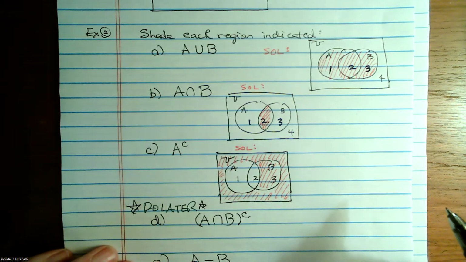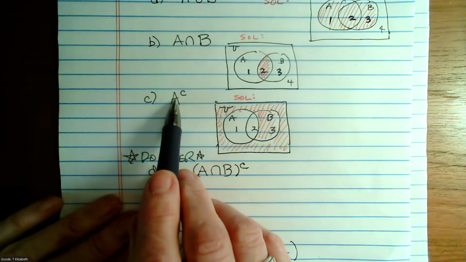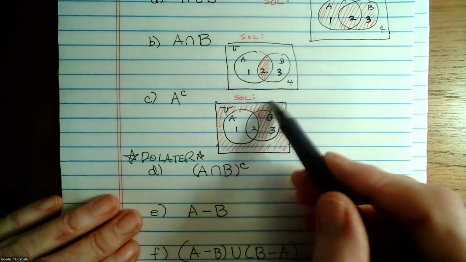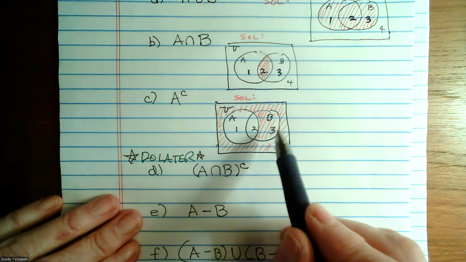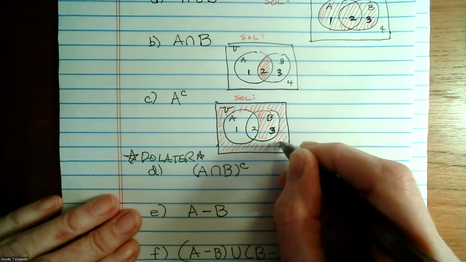It's the set of shared elements. This is nice if you don't really intuit complement. A complement would be the regions outside of set A. So that would be regions 3 and 4.